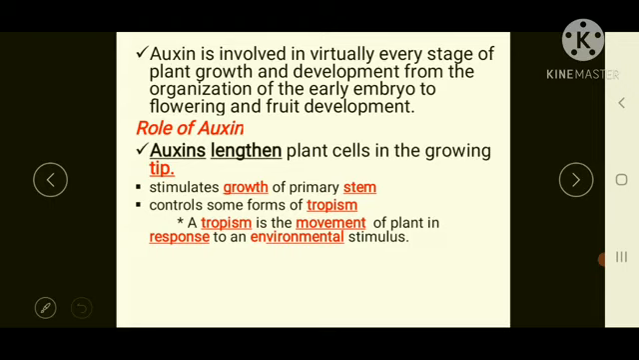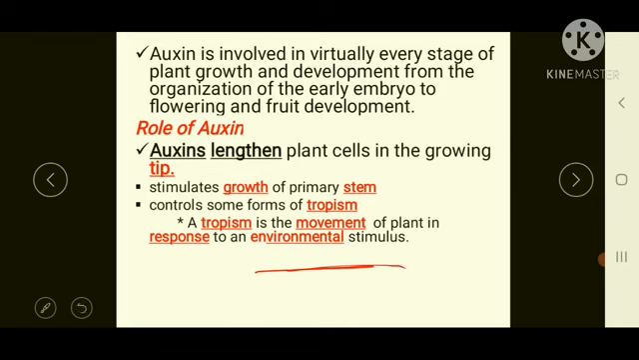When we say tropism, it is the movement of a plant in response to an environmental stimulus. This means maybe the plant is responsive to light, maybe the plant is responsive to touch, or maybe to daylight, or to some other environmental stimulus. So tropism means the movement of the plant in response to an environmental stimulus.